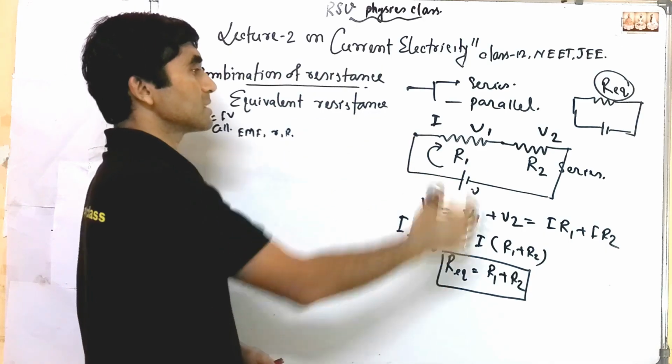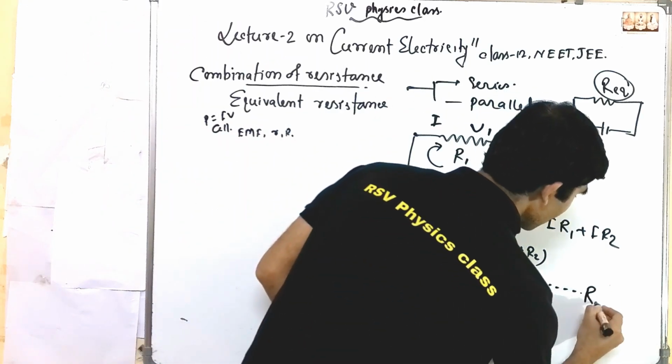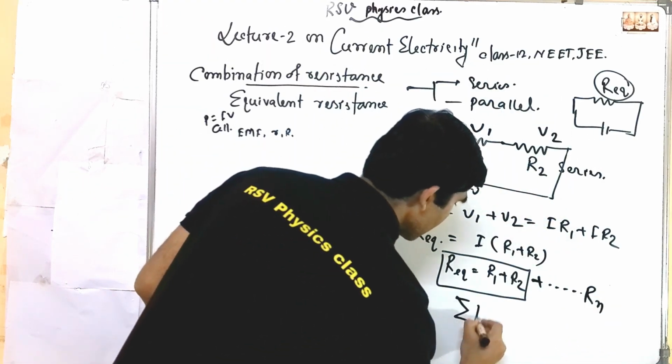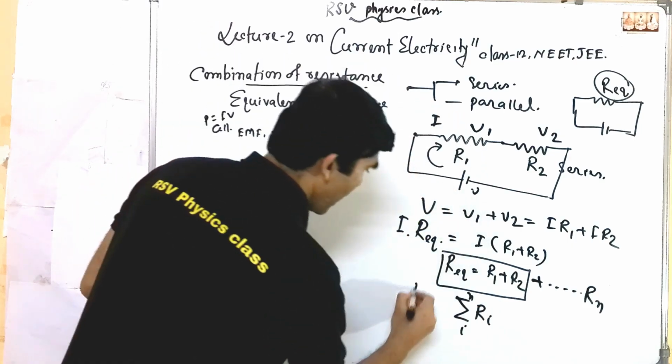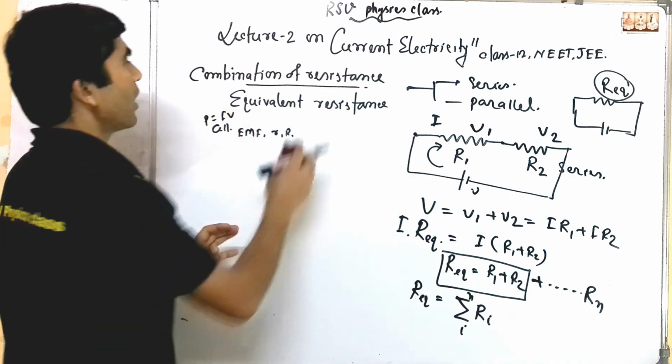And if there are n resistances in series, you can write R1 plus R2 and so on up to Rn. So R equivalent equals the summation of Ri, i from 1 to n. This is the equivalent resistance in series combination.